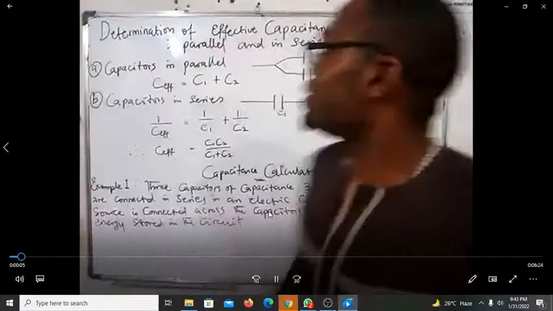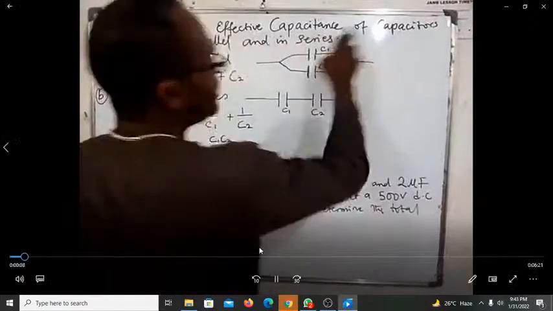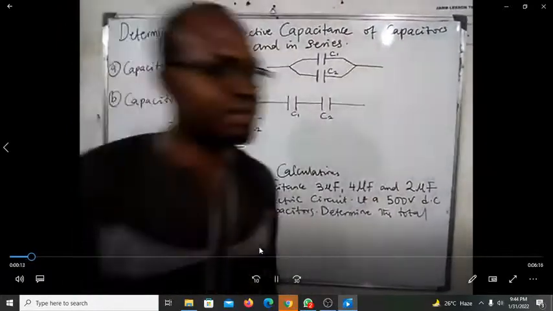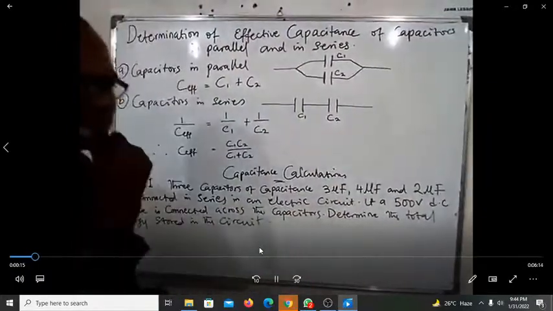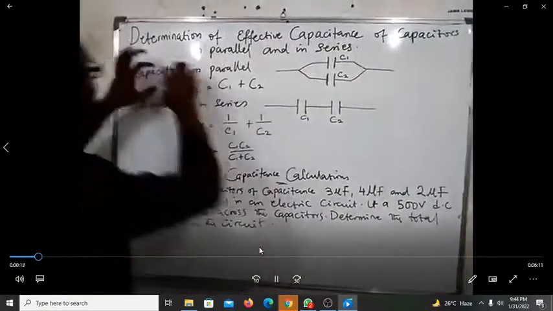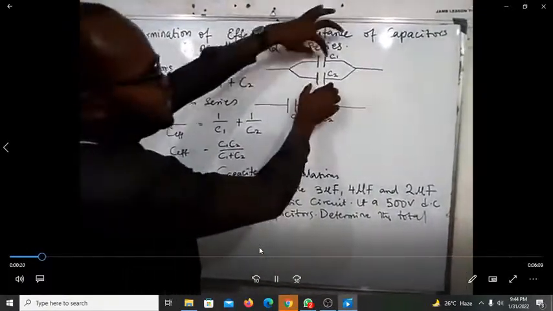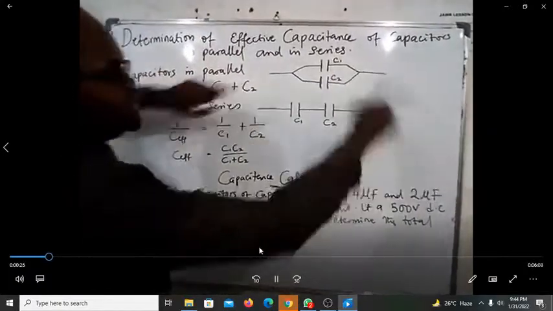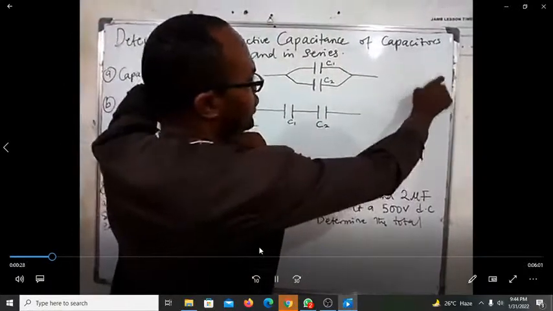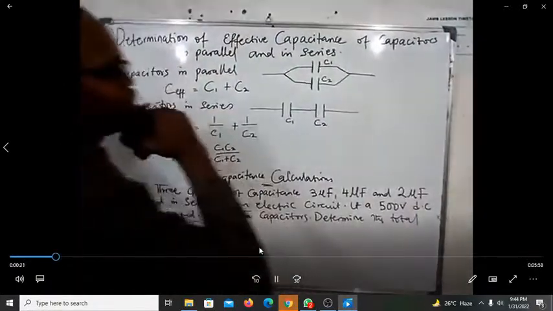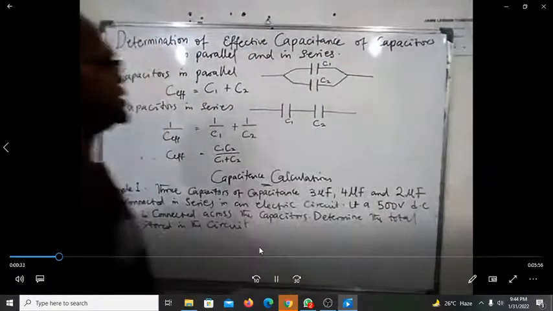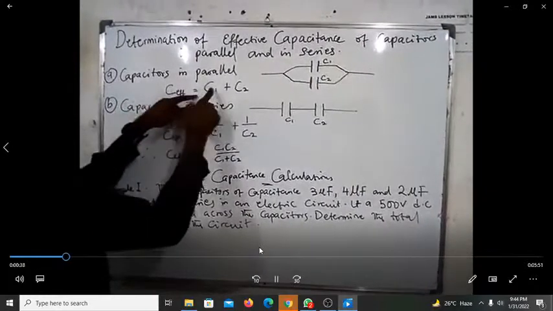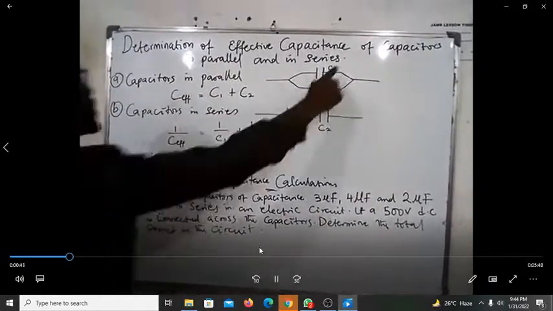Yes, welcome. Today we're going to be looking at determination of the effective capacitance of capacitors in parallel and in series. You remember when we were doing resistance of resistors, we said that when connected in parallel, like this parallel connection, it would have been 1 over R1 plus 1 over R2. But for capacitance, it's the reverse. So for parallel connection, effective capacitance is equal to C1 plus C2.